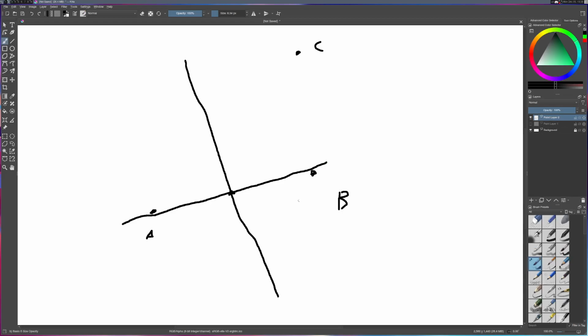The way you would find this is, let's say A and B are points, with A defined by AX and AY, and B by BX and BY. I just realized how tedious this is going to be to write with variables. But basically, you just do rise over run: AY minus BY over AX minus BX. That would give you the slope.